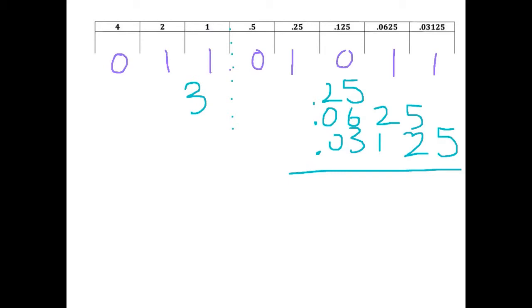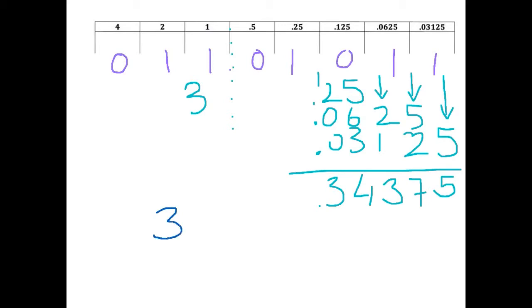So adding those up, I've got 5, nothing above it. I've got 5 and 2 is 7, nothing above that one. 2 and 1 is 3. 5 and 6 is 11, plus another 3 is 14, carry the 1. 1 and 2 is 3, plus 0 remains 3. That means that my final solution for this one is 3.34375.